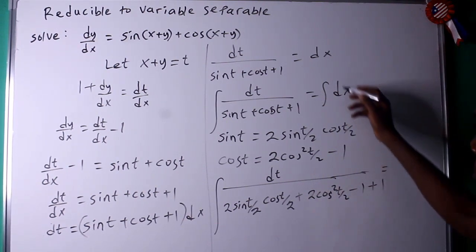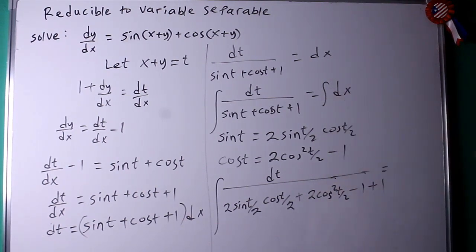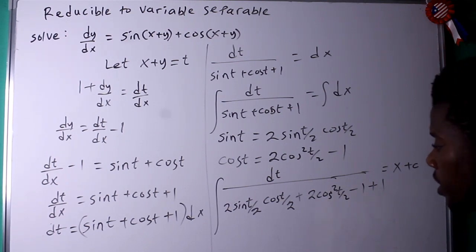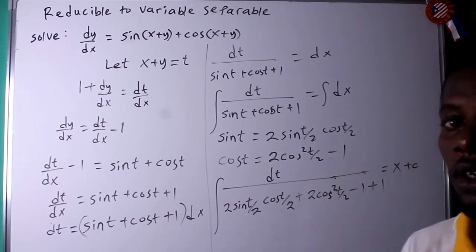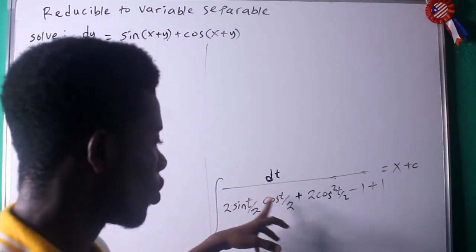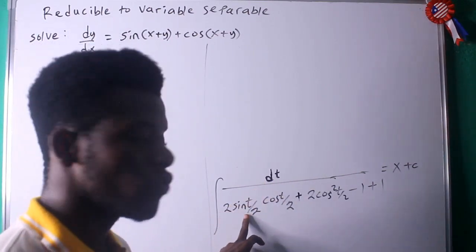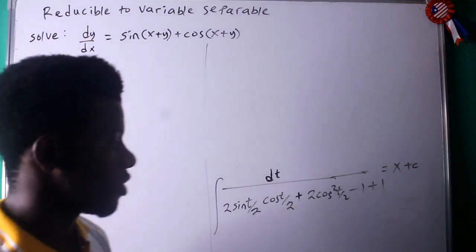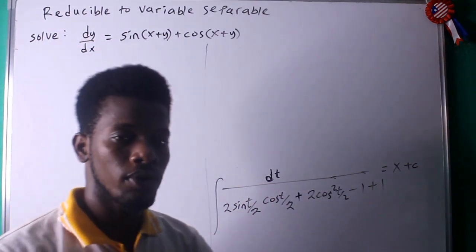Everything should be equal to the integral of dx, which is just x plus c. So we integrate this side, and then we move on. We are about to integrate dt divided by 2 sin t over 2 cos t over 2 plus 2 cos square t over 2 minus 1 plus 1. So this negative 1 and this positive 1 are going to cancel out.